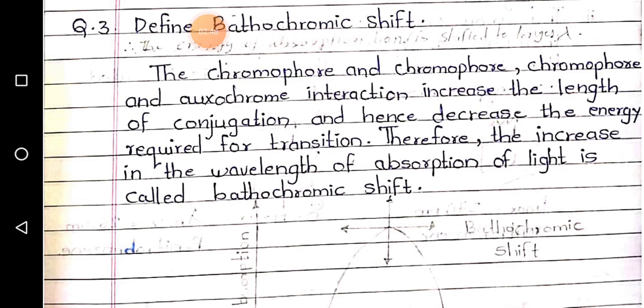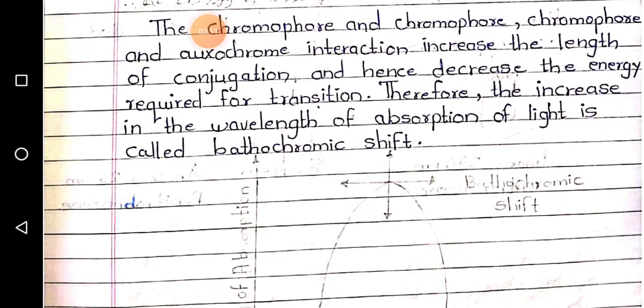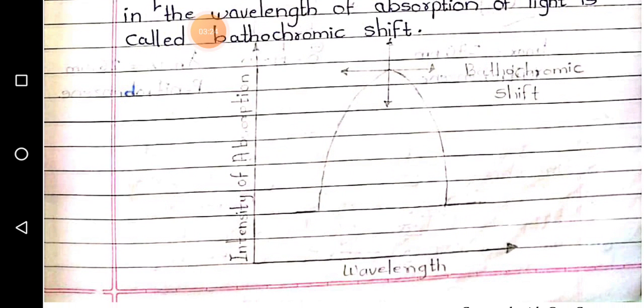Okay, so this is all about it: chromophore and auxochrome interaction increases the length of conjugation and hence decreases the energy required for the transition. Therefore, the increase in the wavelength of absorption of the light is called a bathochromic shift.